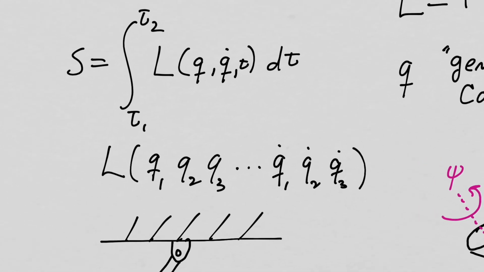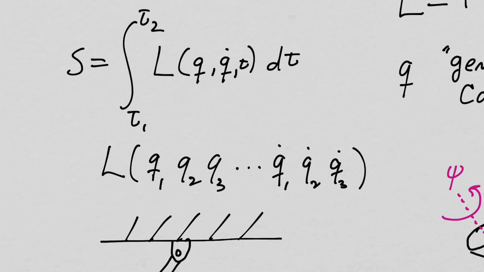Now, in this particular integral for the action S, I've only put in one generalized coordinate and its associated generalized velocity and time explicitly. However, a physical system is generally more complicated than that and has multiple coordinates to describe the physical configuration of the system, and those coordinates all have multiple velocities.